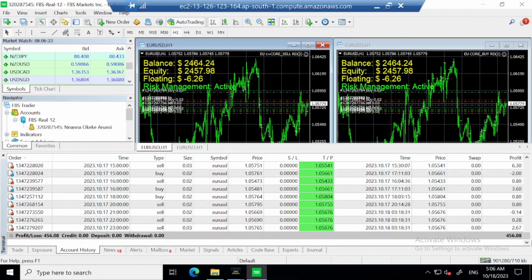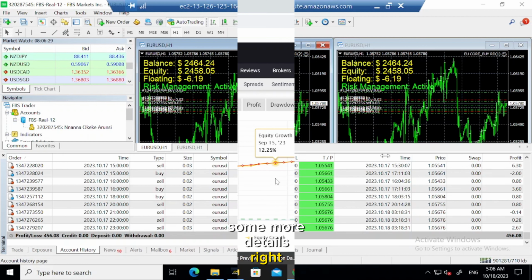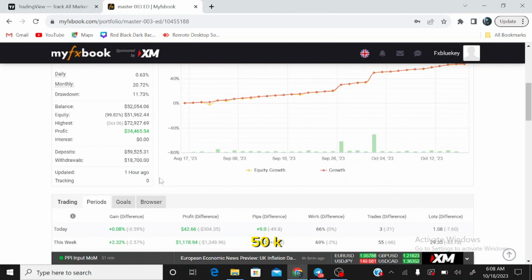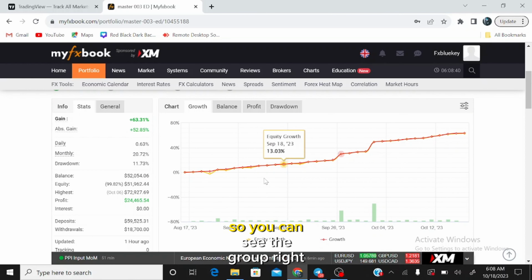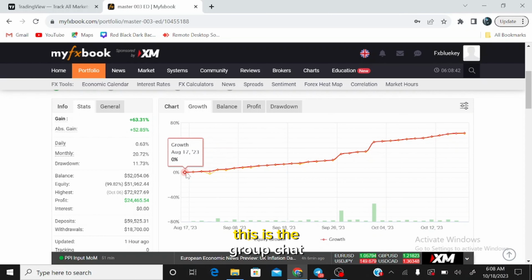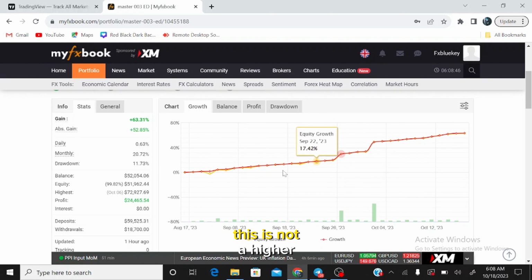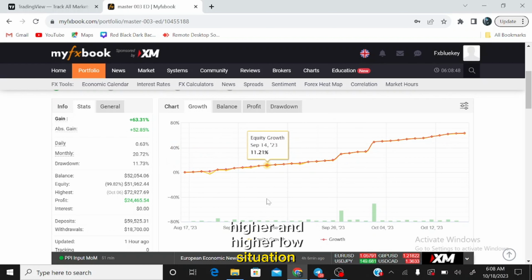Now let's get into my FX book, and let me show you some more details. This is the account we just saw a few minutes ago, the account with about 50k. You can see the growth. This is the growth chart. Look at how exponential it's moving. This is not a higher-and-higher-low situation, this is just highs and highs. If you understand the chart, you understand what I'm saying.